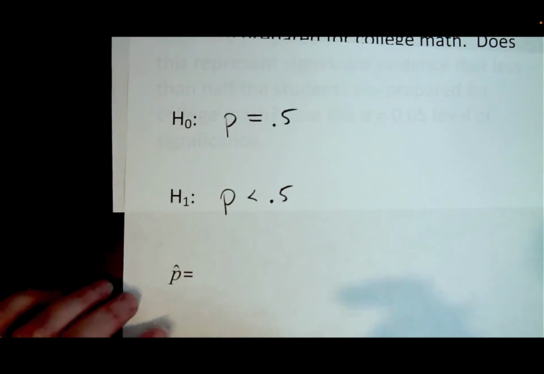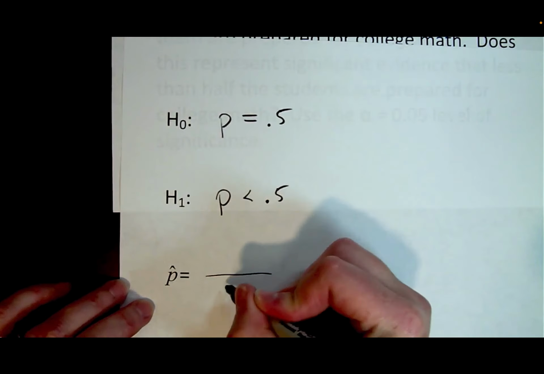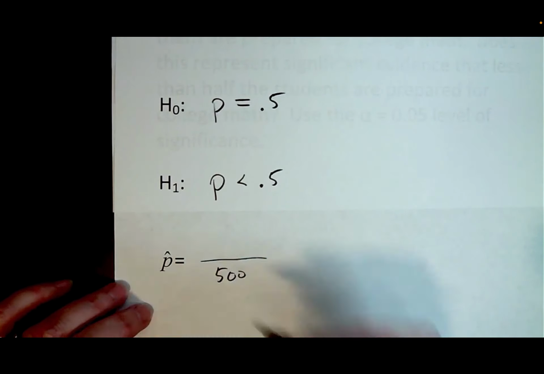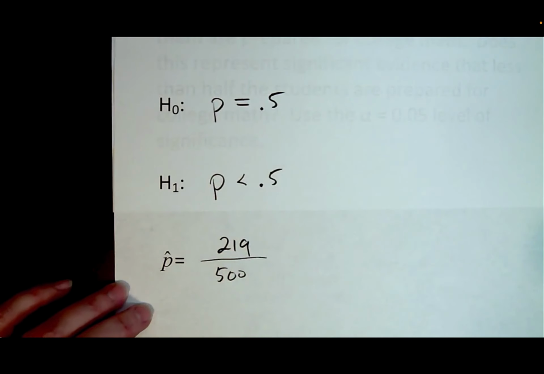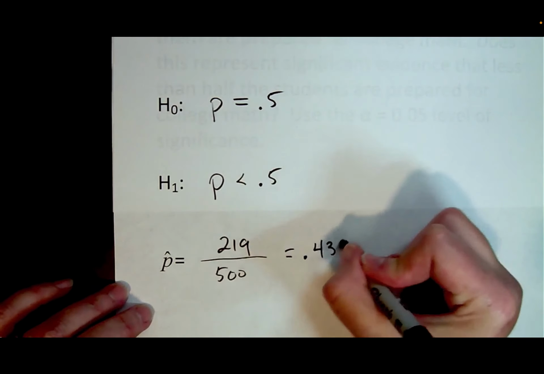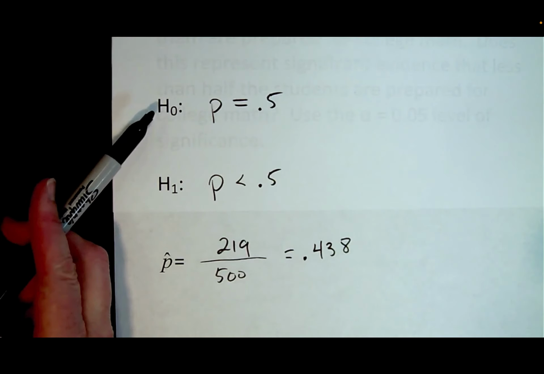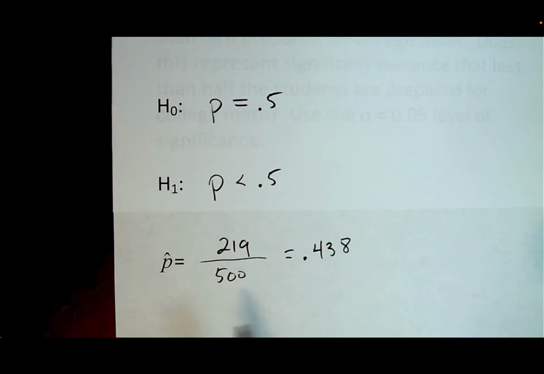Oh, p-hat, this point estimate. So she got a random sample of 500 students, so the sample size is 500. 219 of them, based on ACT scores, appear to be ready for college math. So that's a point estimate of 0.438. And what we're going to test is: if the true population proportion is 0.5, is it likely that we'd have gotten a sample this size with that low of a proportion?